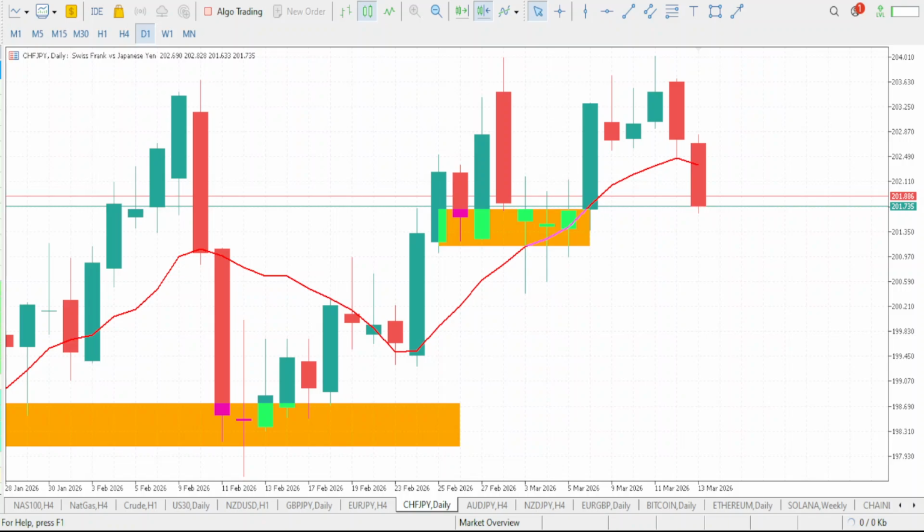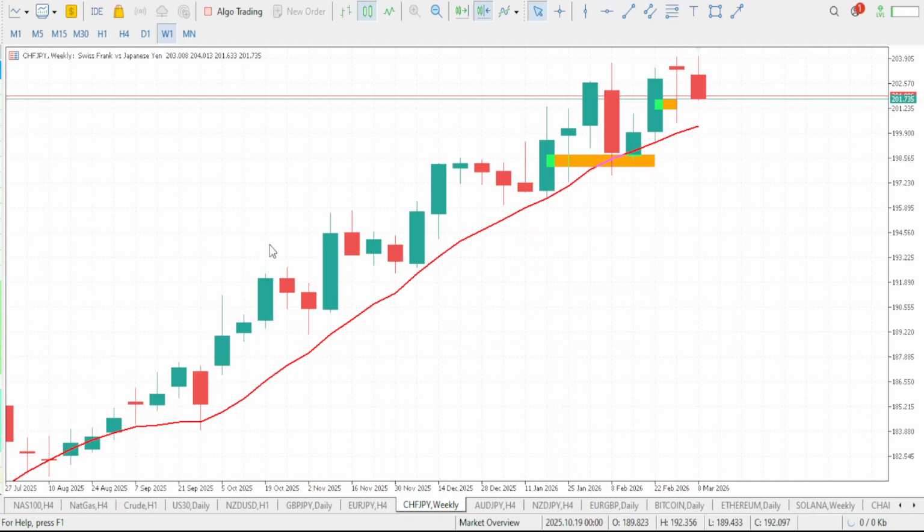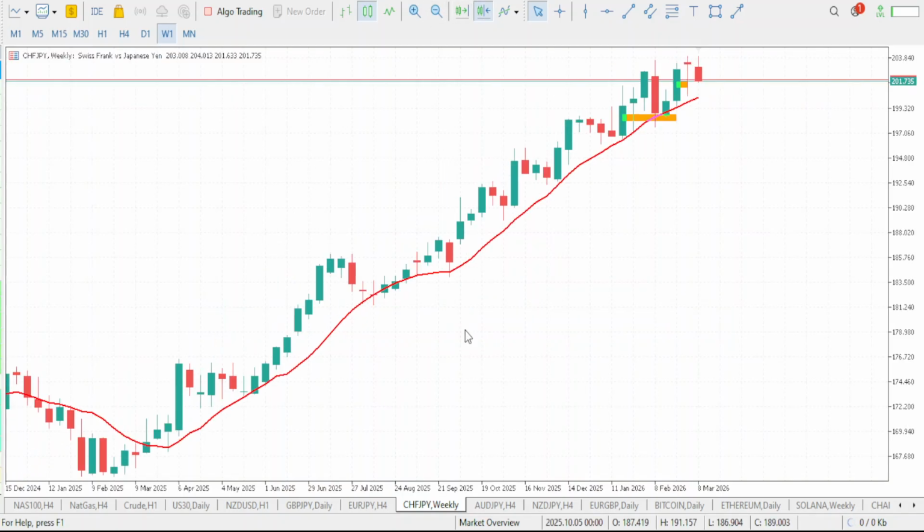Now let's start with our trend on our Swiss franc JPY. So let's start with the higher time frame. First thing first, before you take a trade, you need to know what the trend is. You don't take a trade without knowing. And as you can see on this Swiss franc JPY, we are in an uptrend move. Swiss franc JPY is clearly trending to the upside.